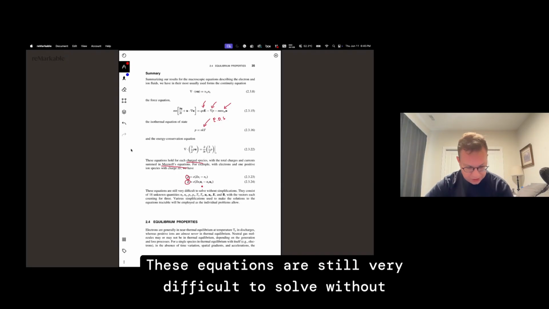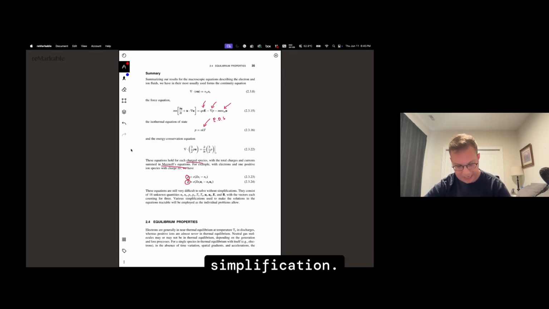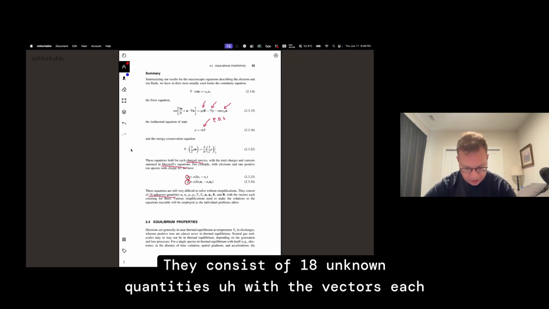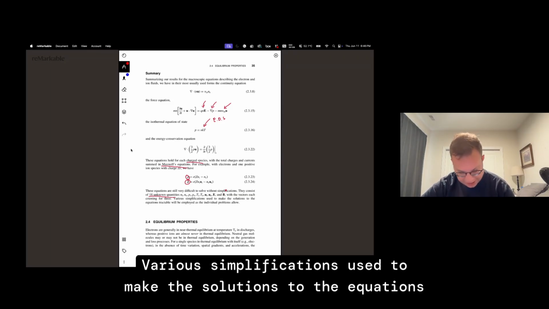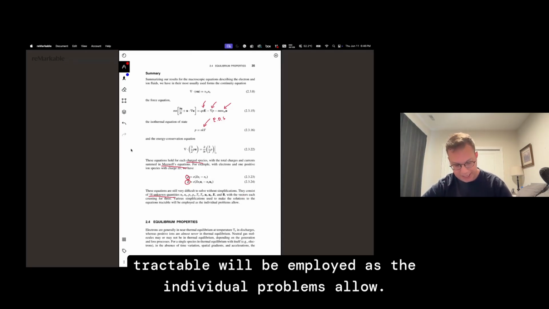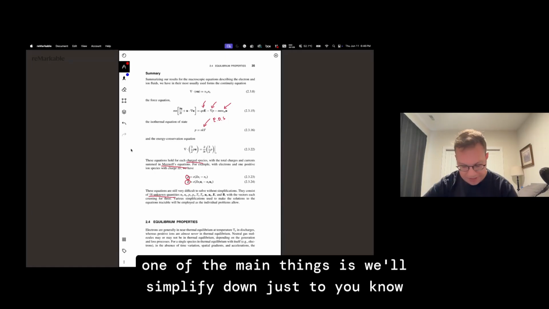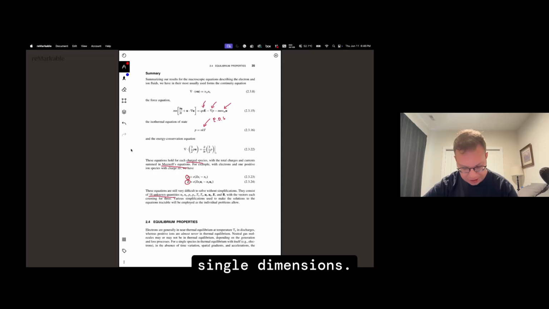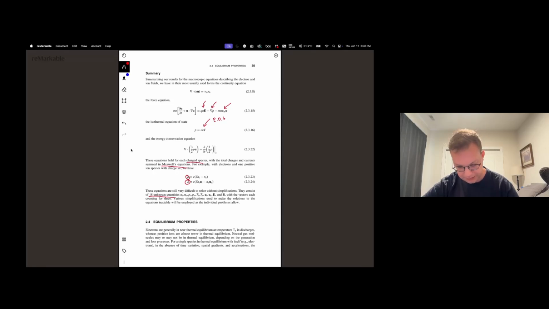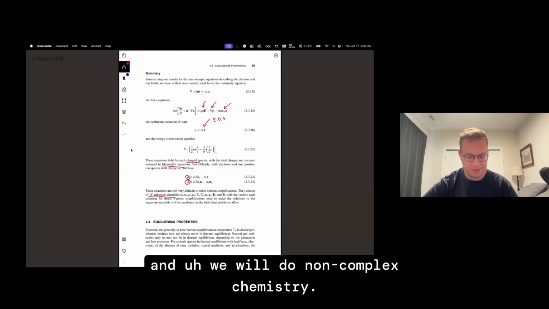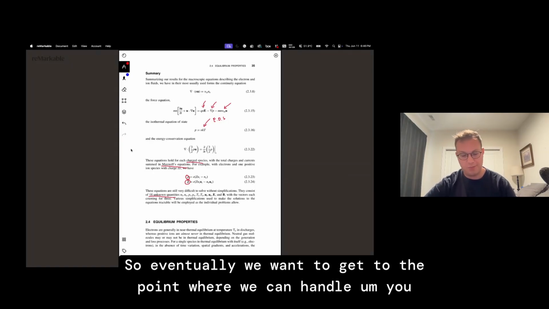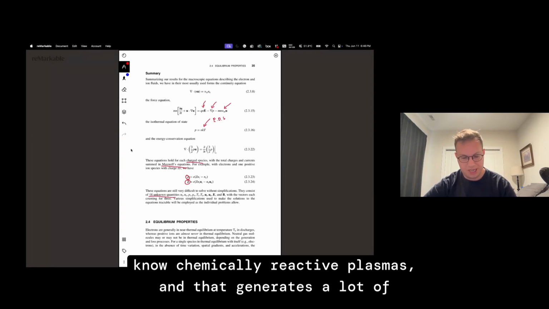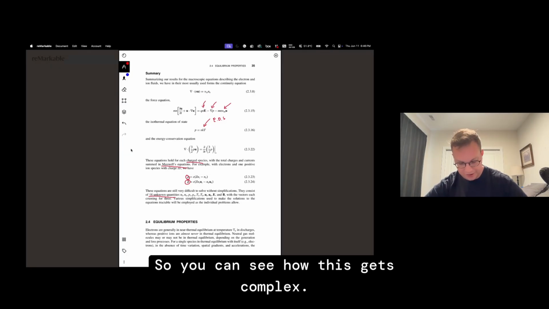These equations are still very difficult to solve without simplification. They consist of 18 unknown quantities, with the vectors each counting for 3. Various simplifications used to make the solutions tractable will be employed as the individual problems allow. One of the main things is we'll simplify down just to single dimensions, and we will do non-complex chemistry. Eventually we want to get to the point where we can handle chemically reactive plasmas, and that generates a lot of different types of species. So you can see how this gets complex.